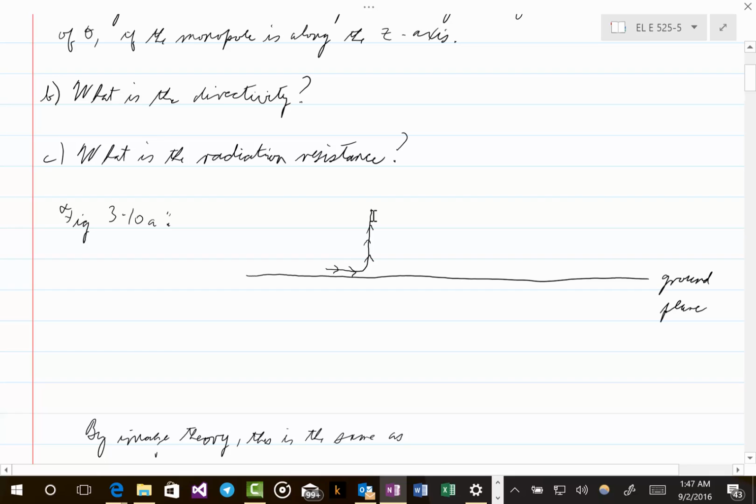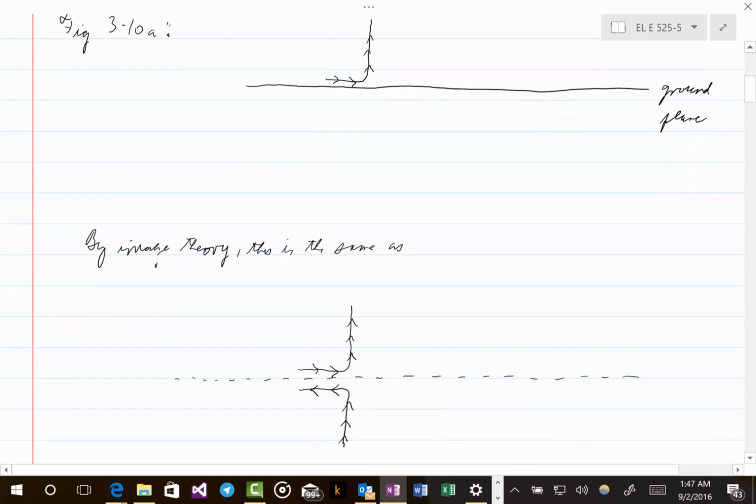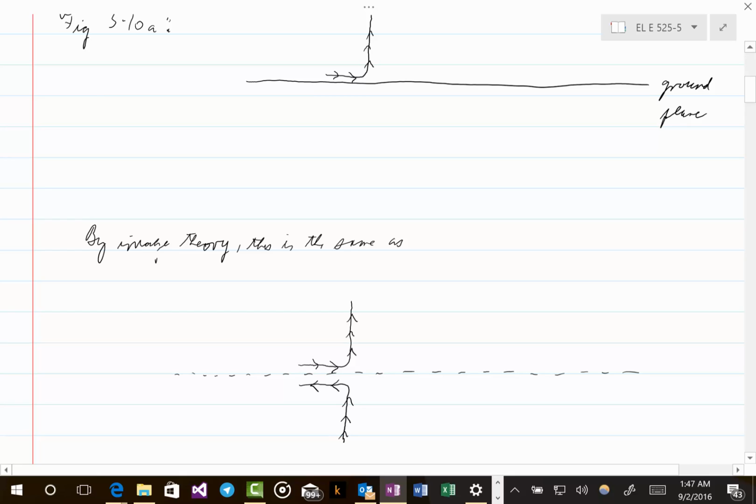So here is our monopole antenna, and it is above a ground plane. And as is discussed in this section, we want to use image theory to solve this problem. So the image of that monopole is shown here. Now remember the way image theory goes: if you have a current element above a ground plane, image theory tells us that we can take the ground plane away and put an equal distance below the ground plane the image current, and if we do that, the fields in the upper region above the ground plane will be the same as they were in the original problem.